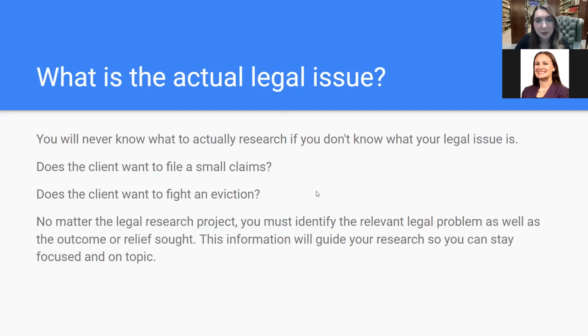And then what is the actual legal issue? You don't know what to research if you don't know what the legal issue is. For example, does the client want to file a small claims case, or do they want to fight an eviction? No matter the legal research project, you have to identify the legal problem at hand as well as the outcome or relief sought. This will help guide your research.